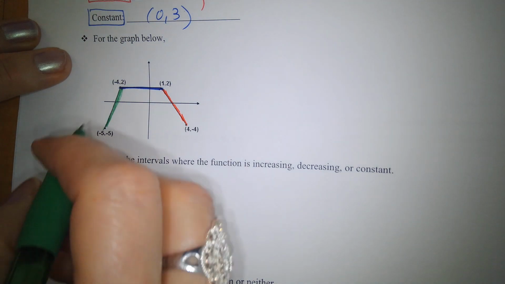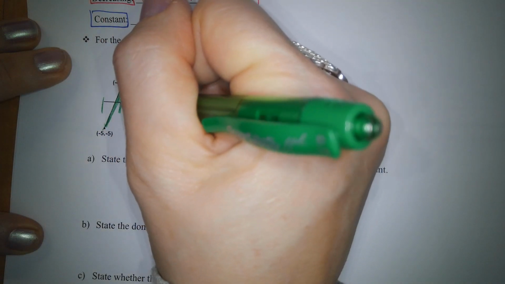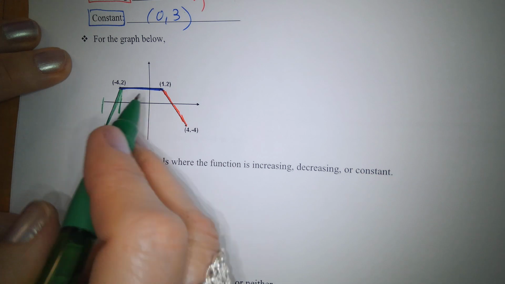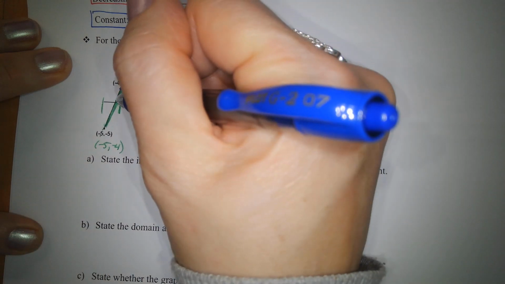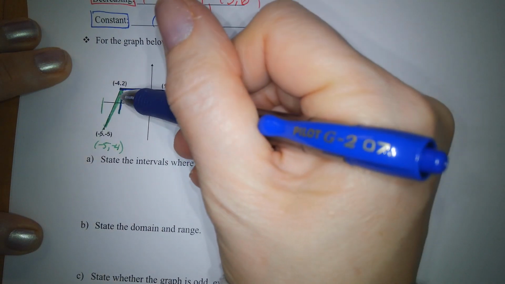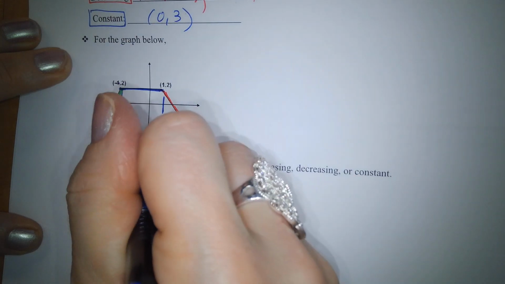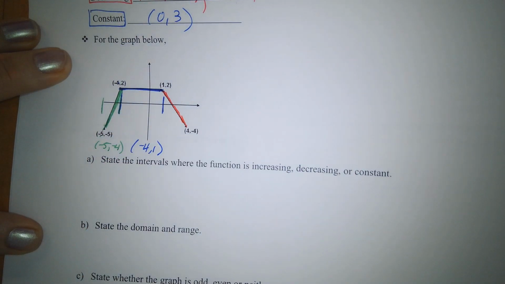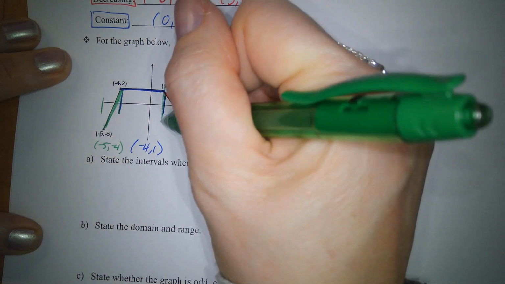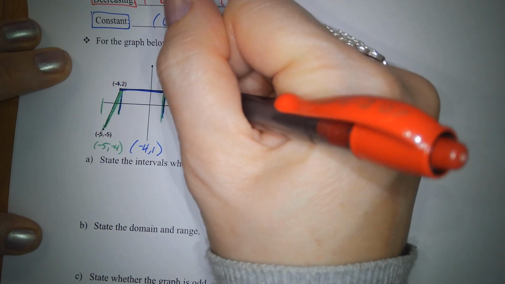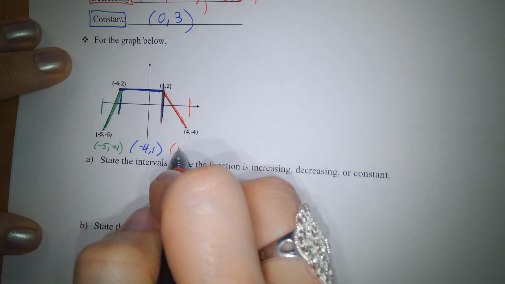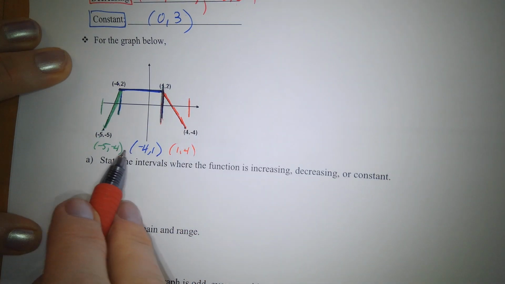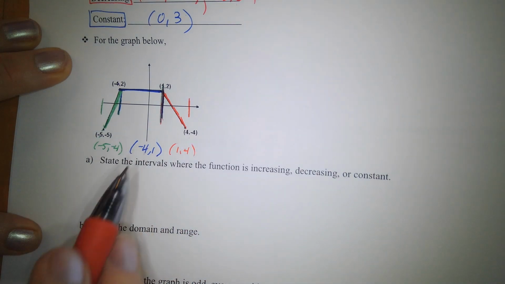So my intervals would be increasing from this x to this x. So that's from -5 to -4. Then it is remaining constant from this x to this x, which is -4 to 1. Then it starts to decrease from this x, I should write that in red, then it starts to decrease from this x to this x. So from 1 to 4. See how there's no gaps in between these numbers? It picks right back up on the next interval.